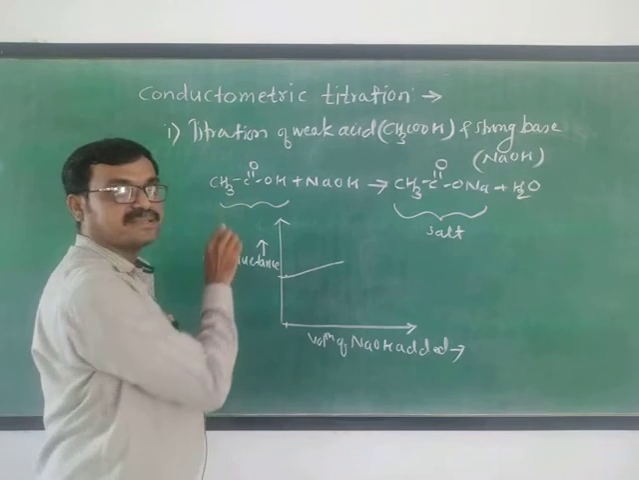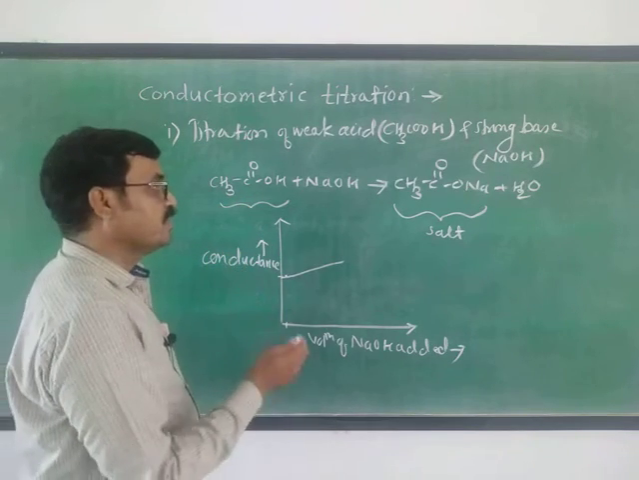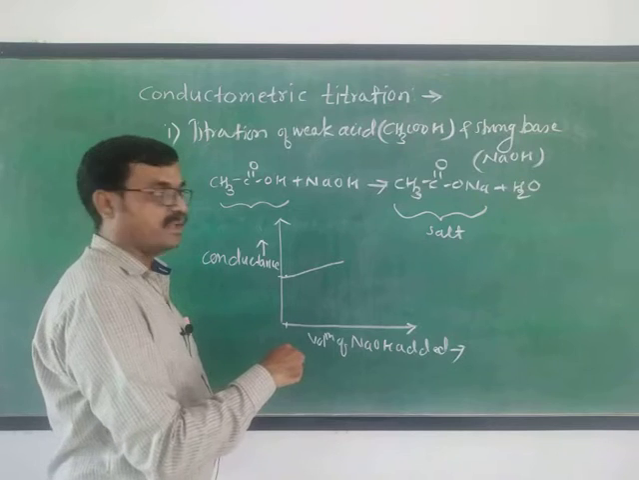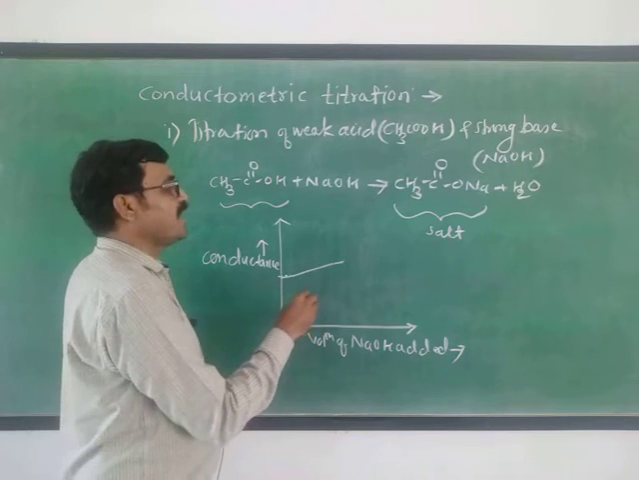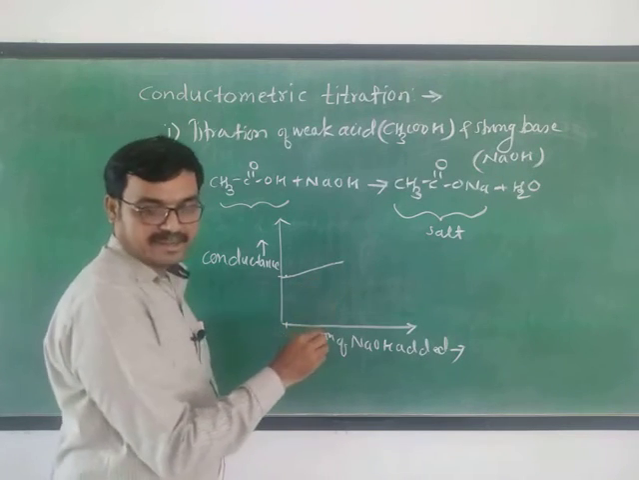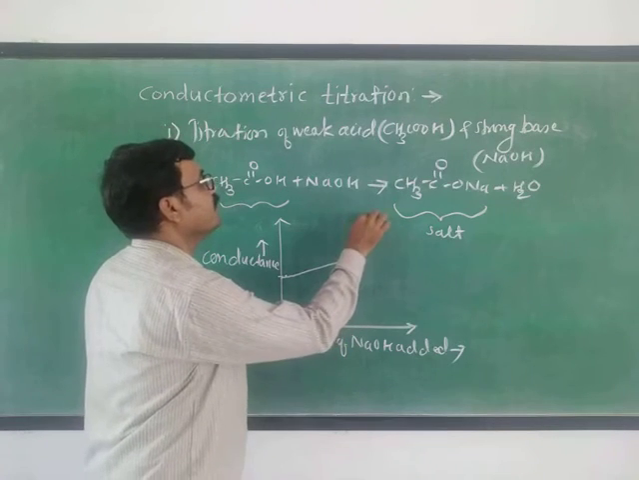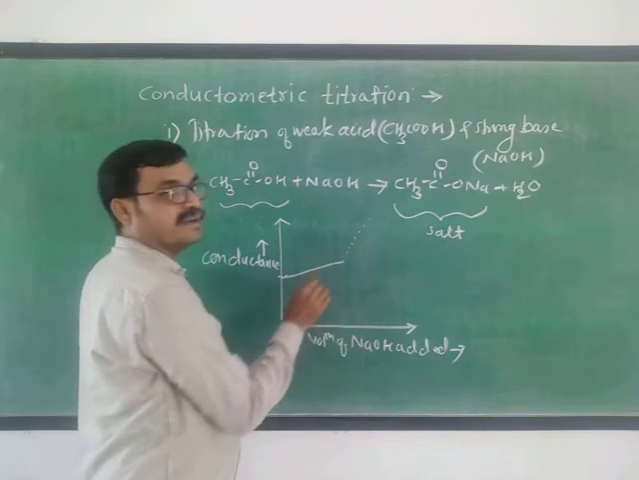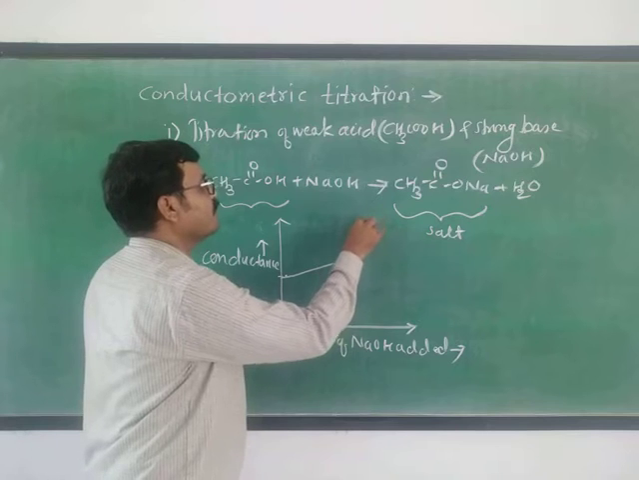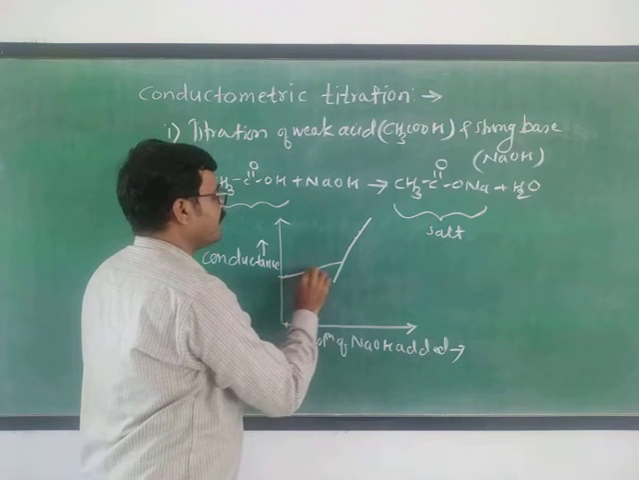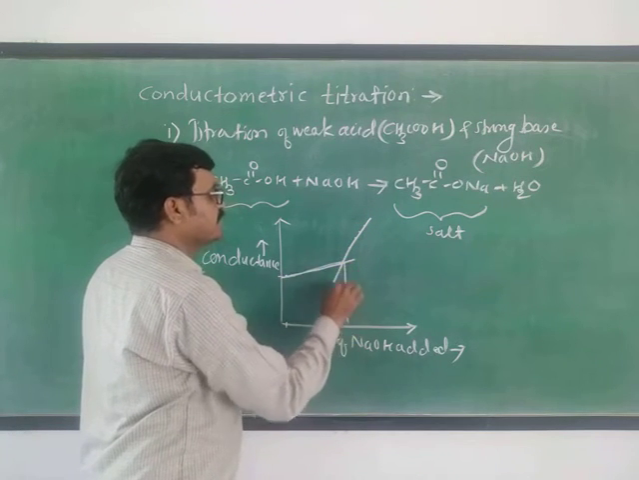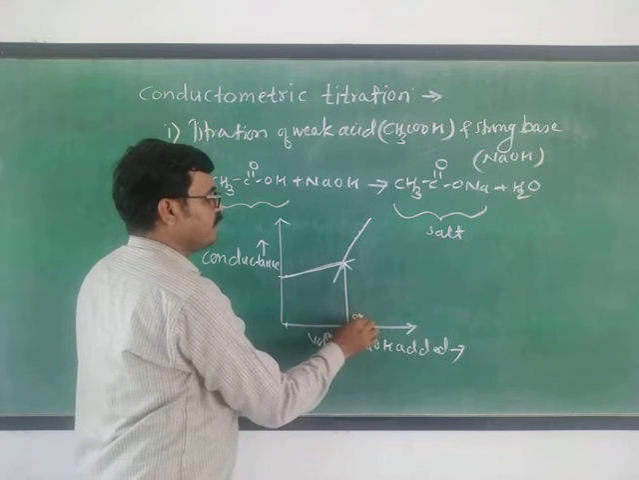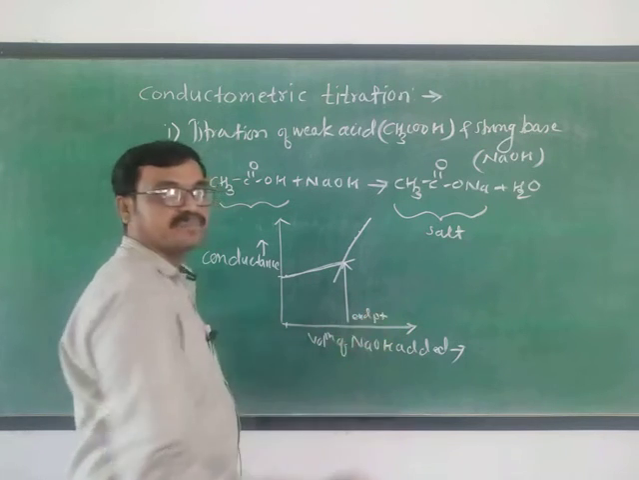Means as soon as this acetic acid gets consumed, if we add NaOH from the burette, the highly mobile OH minus ions are there, and that's why there will be an increase in the conductance. And if we extrapolate these two lines, there is a point of intersection, and this is nothing but the end point of this titration.